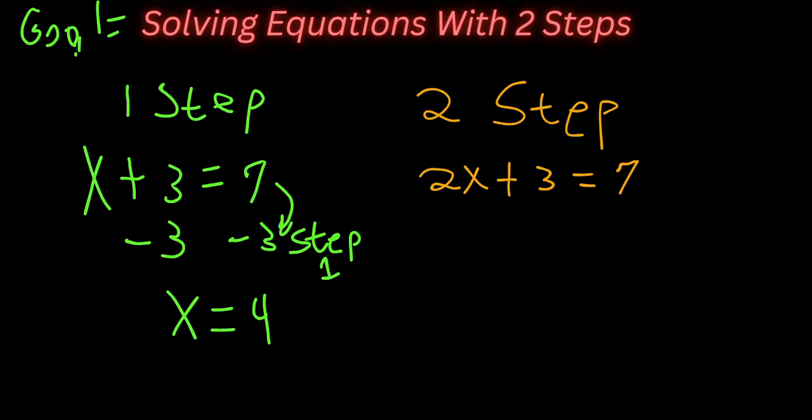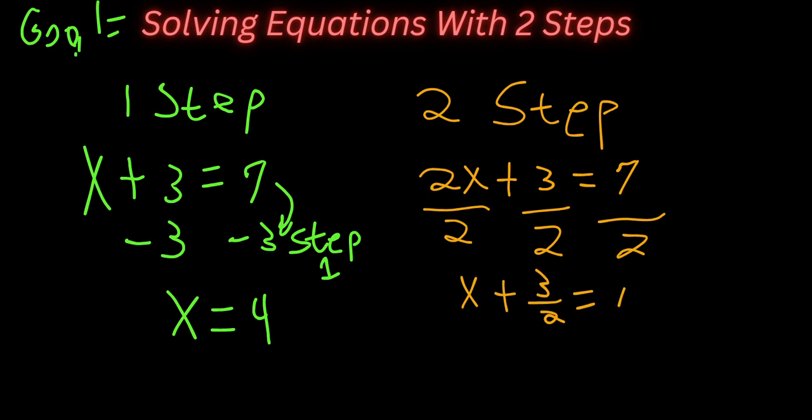But let's say we've seen this two-step equation and we decided at that fork in the road that we wanted to divide both sides by 2. We want to divide everything in this expression by 2. We would get x plus 3 over 2 equals 7 over 2. We would subtract 3 over 2 from both sides, and we would get x equals 4 over 2, which also equals 2. So we get the same solution.